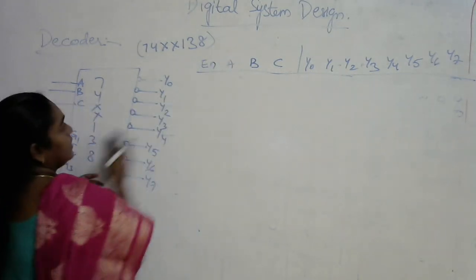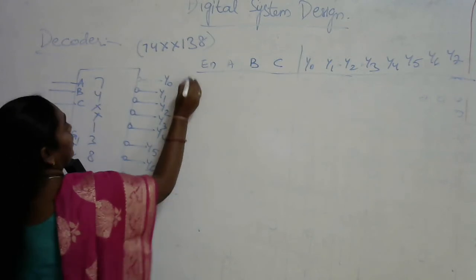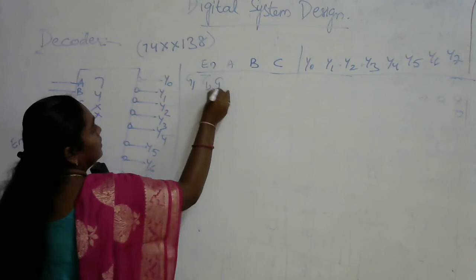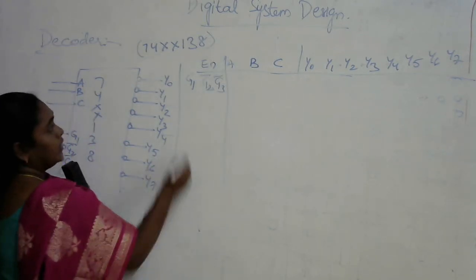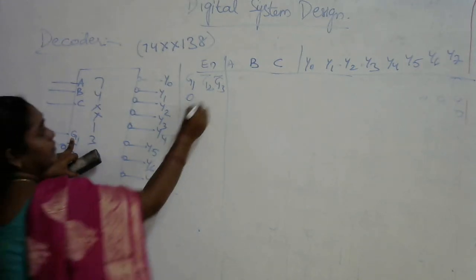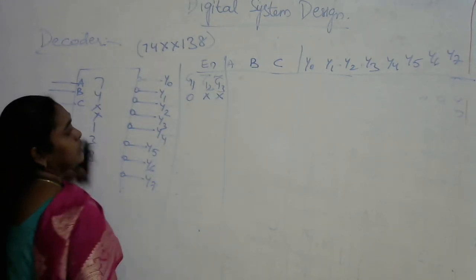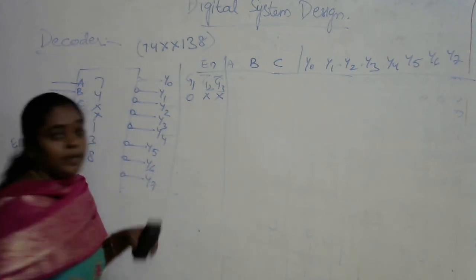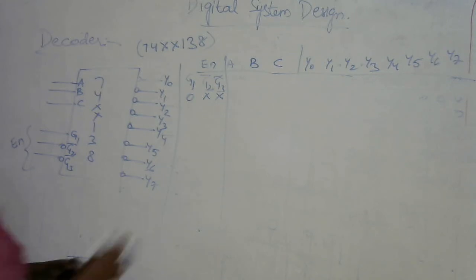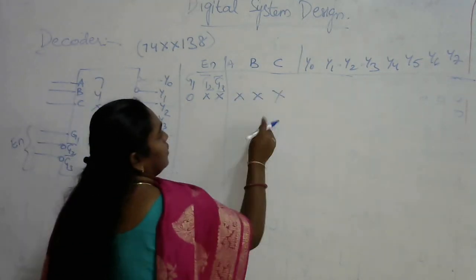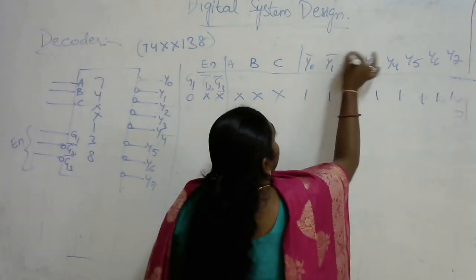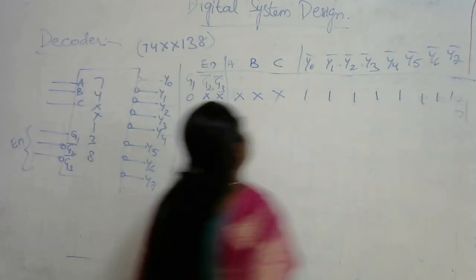Instead of the enable, here I need to write down first G1, next G2 bar, G3 bar. So if G1 is 0, the circuit is not going to function, whatever the values of G2 and G3, or whatever the values of A, B and C. Whatever the A, B, C values, all the outputs will be equivalent to ones because all of these are active low outputs.